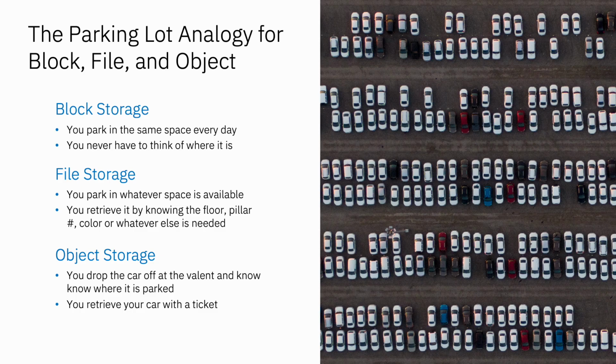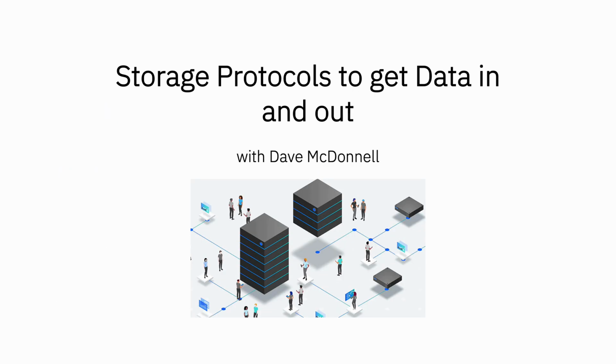With object storage, that's the valet. So you show up, you drop off your car, you hand the keys to someone, they give you a ticket, you go and do whatever it is you're going to do, and then you use your ticket to hand it back to the attendant, and they use that to go locate your car and bring it back to you. You don't know where it's parked. So let's move on and get to storage protocols.